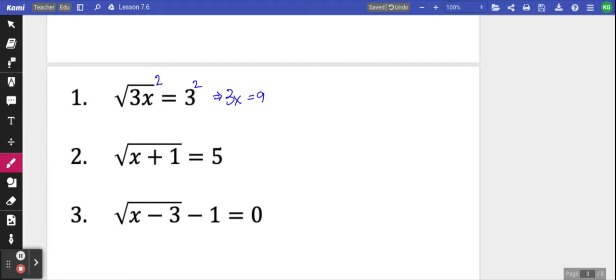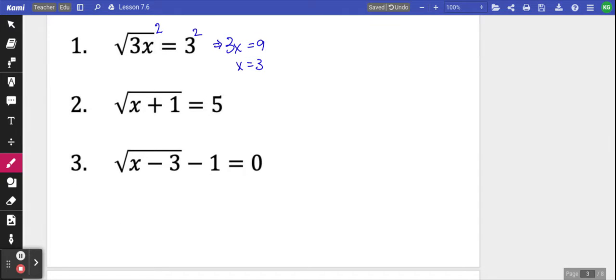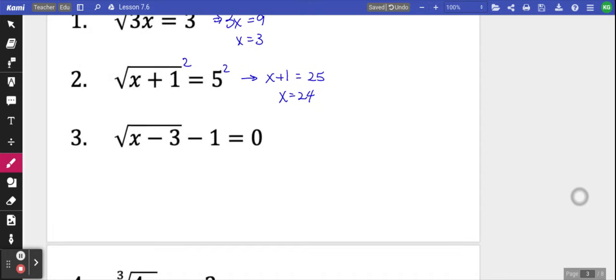Then we can solve as normal. So I'm going to divide both sides by 3, and I get x equals 3. On the second one, yes, the radical is alone, so we can square both sides to get rid of it. So I'm going to have x plus 1 equals 25. Subtract 1 to get 24.